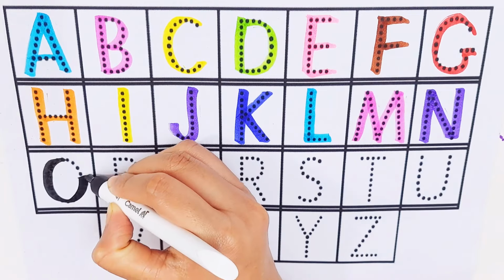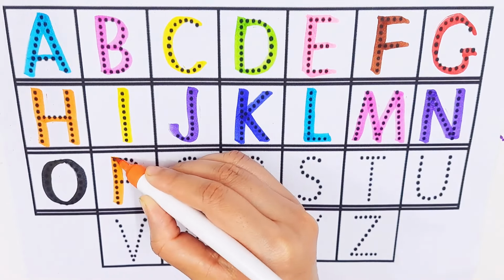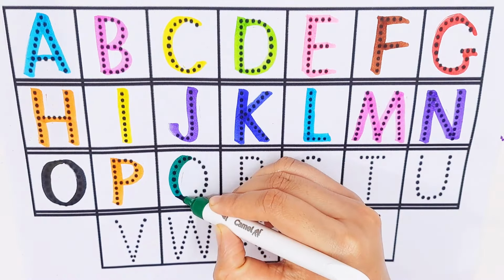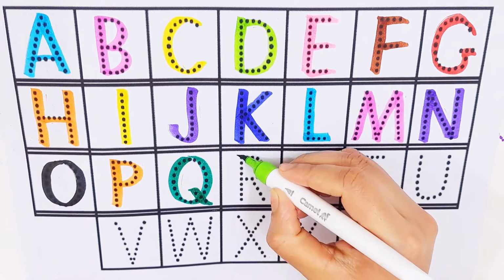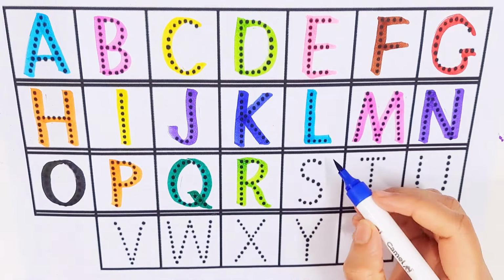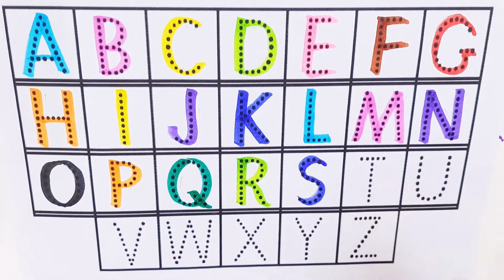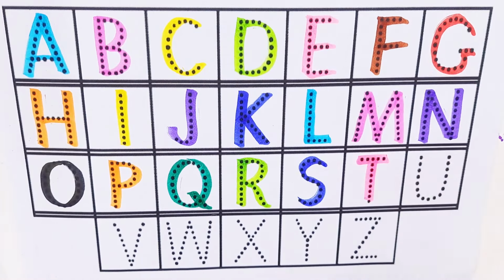O for oil. P for pillow. Q for quilt. R for rain. S for school. T for train.